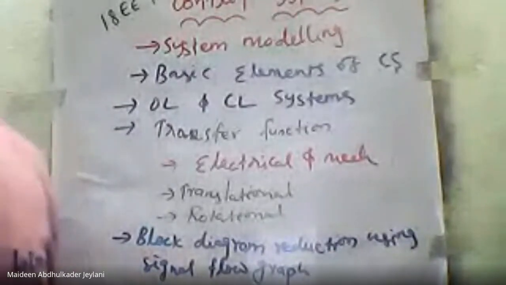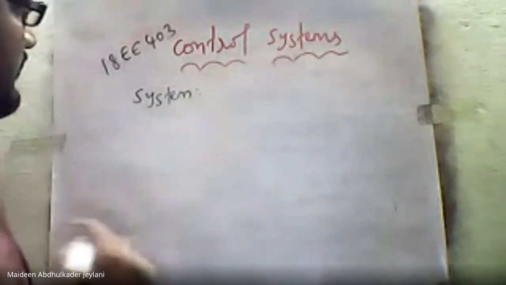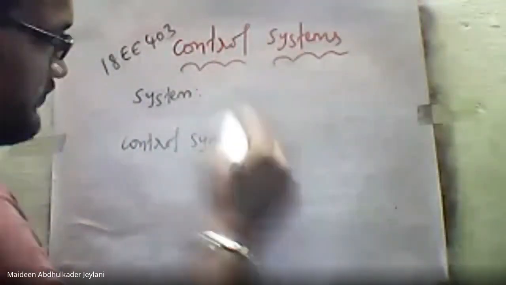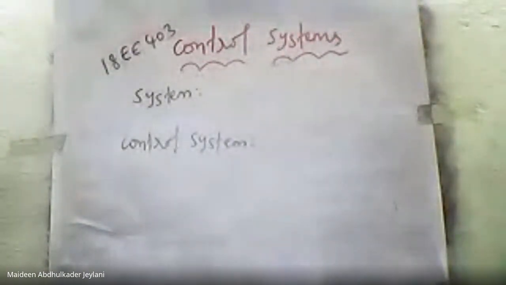Before getting to the subject, I have a question. Can I have an answer for what is system? In general, I don't want any exact answer, just give the definition for what is system. In your BEEE, Basics of Electrical and Electronics subject, you might have studied about networks, branches, isn't it? The same way you give me the answer for what is system.